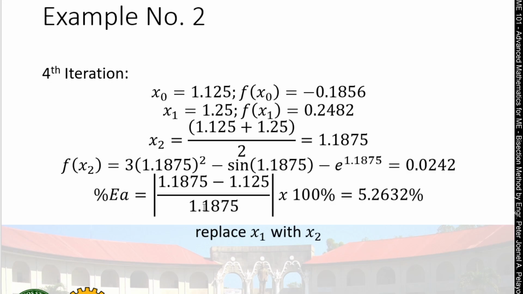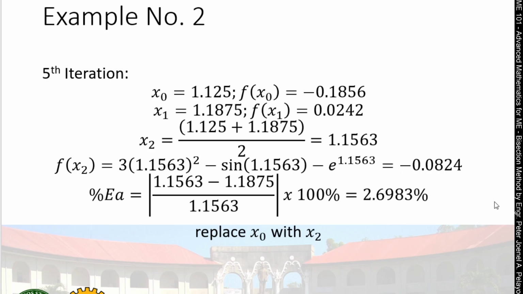So, percentage error, 1.1875 minus 1.125 over 1.1875 times 100%, absolute value ito, is 5.2632%. So, hindi pa siya less than 0.01. So, replace x1 with x2. So, tuloy lang natin iteration.